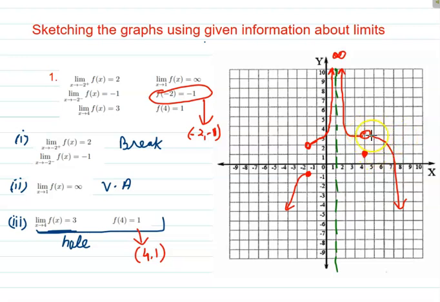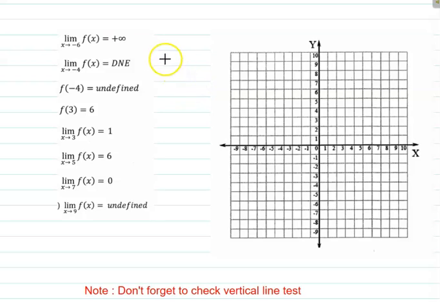Like here, I drew the graph coming downwards on the right side of 4, but someone can also draw the graph coming upward from the right side of 4. So it's not necessary that all of you get the same graph. There are many possible graphs for the given information, but the information about the important points must remain same. They should match. Here is the next practice problem.